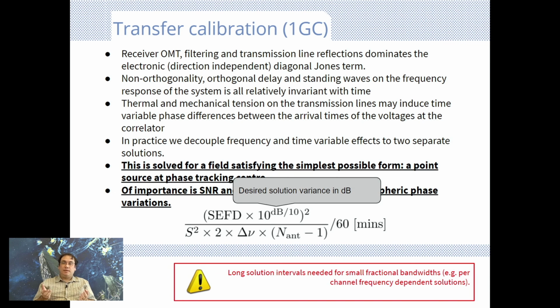Right? As I said, the desired solution variance here is described in dB. So that gives our desired signal to noise. And then the system equivalent flux density describes the temperature of predominantly the electronics of the system. The low noise amplification stages within the receiver chain primarily drive the noise in the system. So that dominates what is known as the system equivalent flux density.